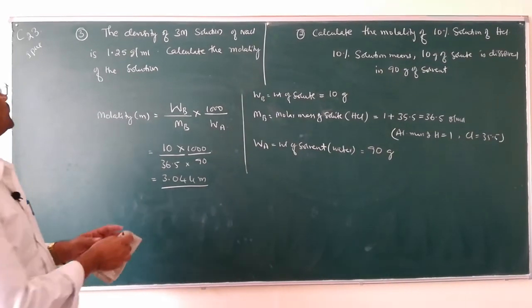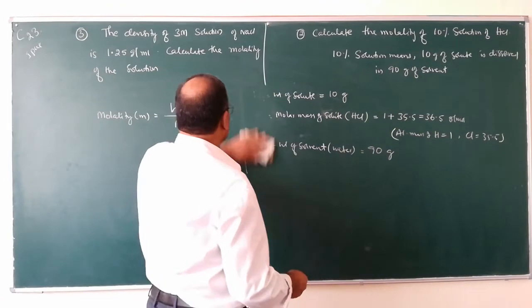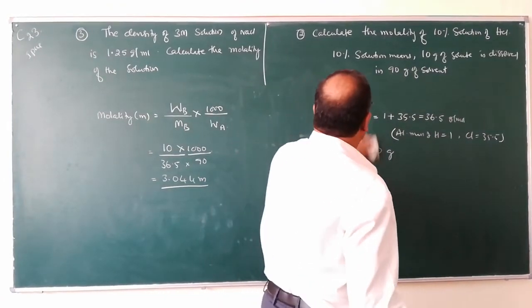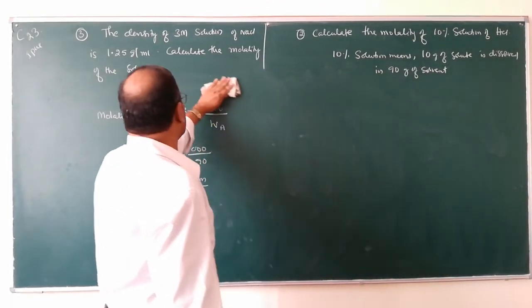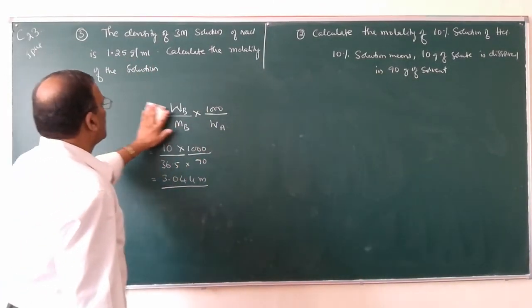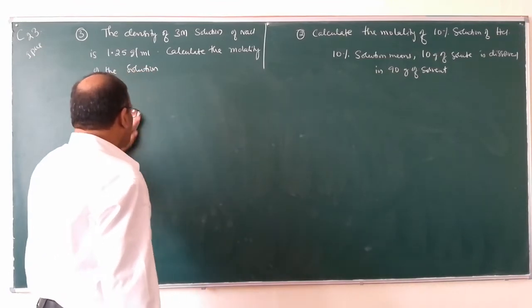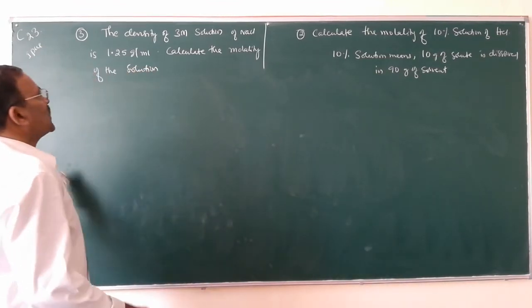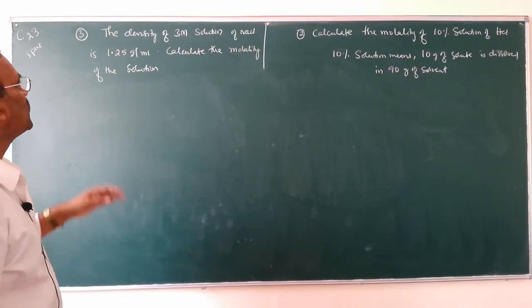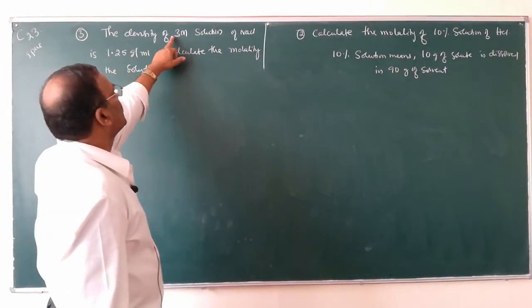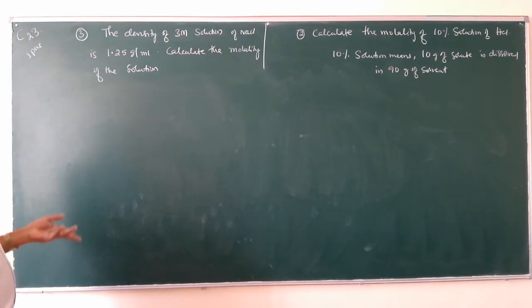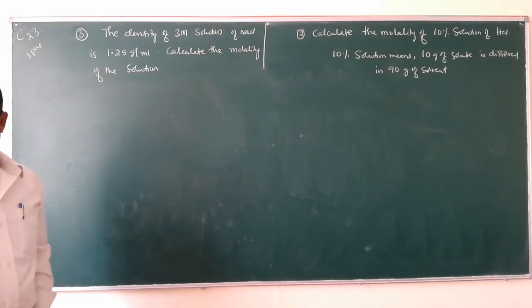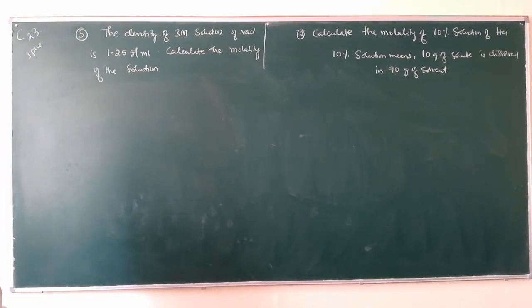So here, molarity of the solution is given. You have to calculate the molality of the solution. So a 3M solution means 3 moles of solute dissolved in 1 liter of the solution gives a 3 molar solution.